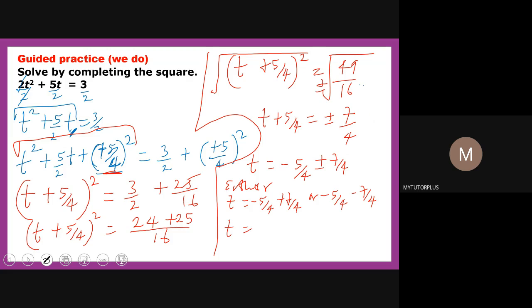Then t equals, find the LCM for them. LCM is going to be equal to 4. Because they are sharing the same LCM, I can simply write this as 5 plus 7 or 4 minus 5 minus 7. So my final answer is going to be minus 5 plus 7. That will give me minus 2 over 4, or you have this one to be minus 5 minus 12 over 4. Right? Yes. So finally, our answer is t equals 1 over 2 or t equals minus 3. Okay.